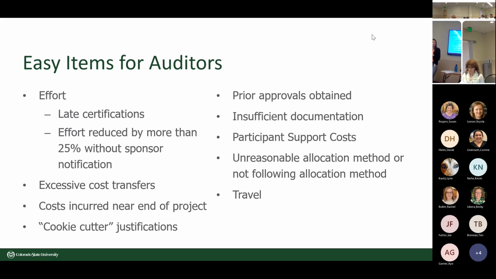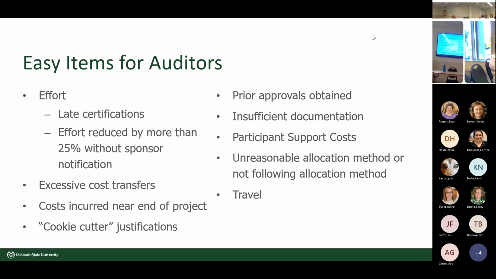CSU does not have a policy or process on allocation method. We leave that up to each department to determine what's the best method for that expense. So some institutions actually have a policy on what method they will always use, and CSU does not.